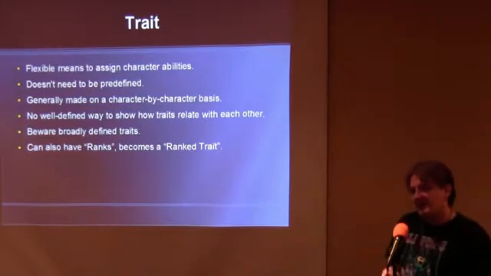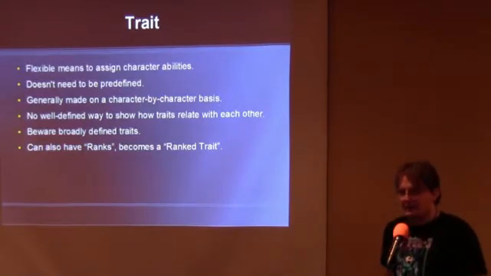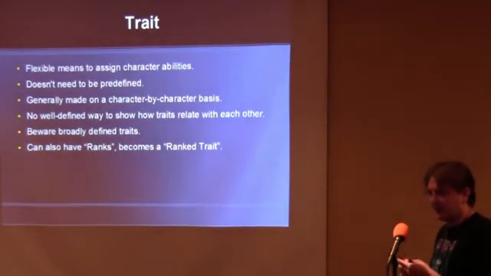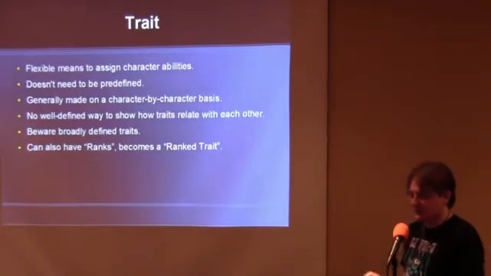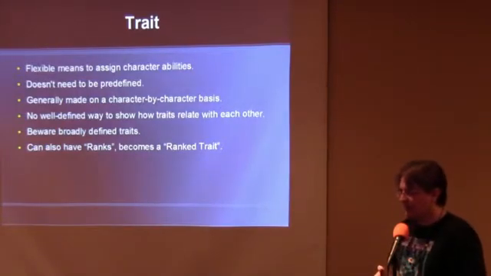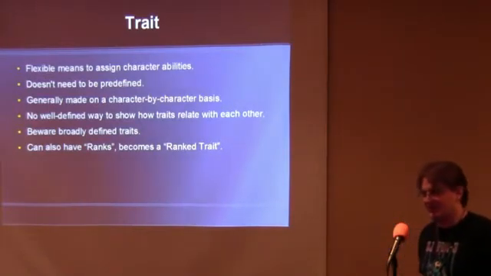The difference between a trait, a ranked trait for example, and a skill is that skills are written down in the book. This is how it happens. Traits aren't. Traits are defined on a character basis. If you have a lizard character, there would not be anything in this book that says something like a abnormally long tongue. You would not write it down.